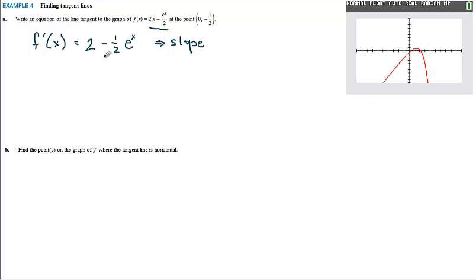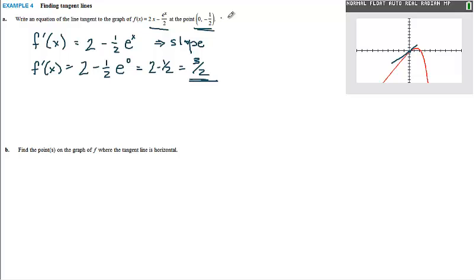So if I want the slope, I'll just plug into this formula. It appears that f prime, the slope, is dependent only on x, so that's the only thing I'll have to plug in. 2 minus 1/2 e to the 0. This would be 2 minus a half, which would be 3/2. So there's the slope at that point. Right there, the slope of the tangent line, and if I were to try to draw that tangent line, it would look like this. I want the equation of that line that's tangent to that point. The slope there is 3/2.